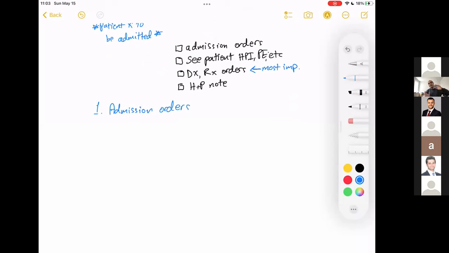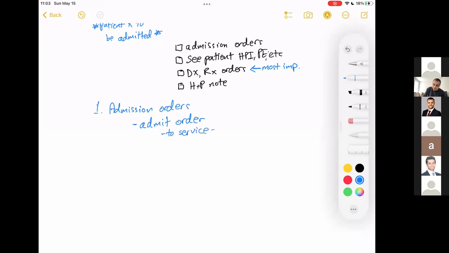In general, every hospital you will work at has an order set that initiates admitting a patient. This order set will have a lot of things, but the most important ones I will mention now. Number one, it's going to have some sort of admit order. This admit order essentially says which service the patient is admitted to. Is the patient admitted to medicine? GI? Liver service, renal, whatever. You will have to choose a service that the patient will be admitted to.